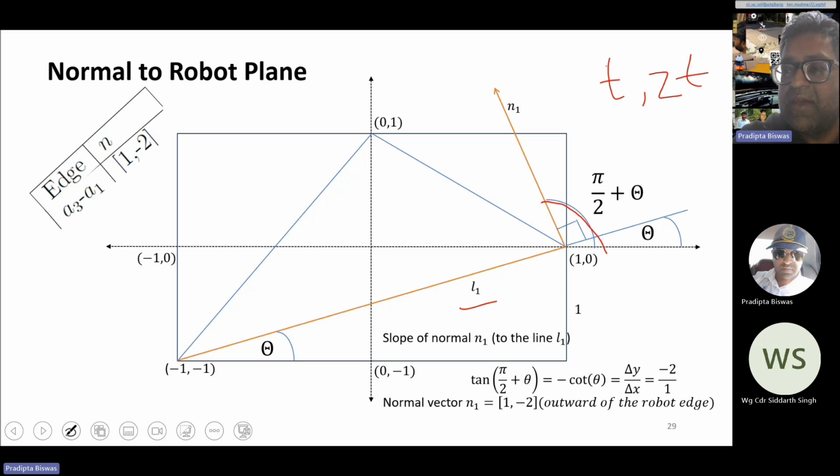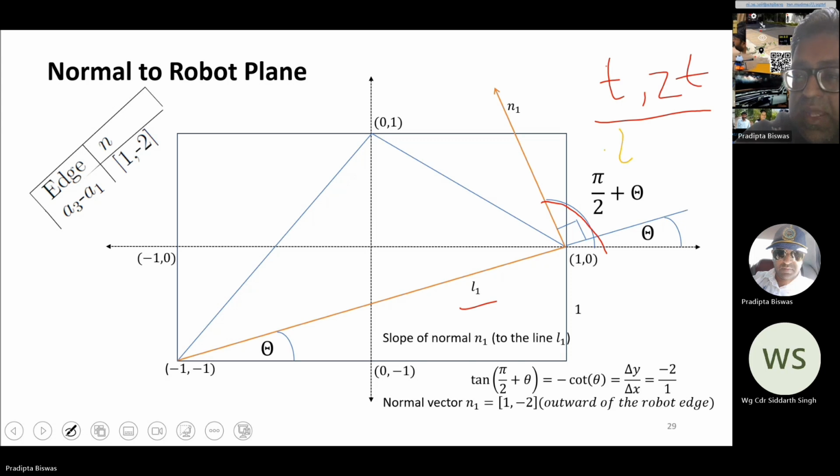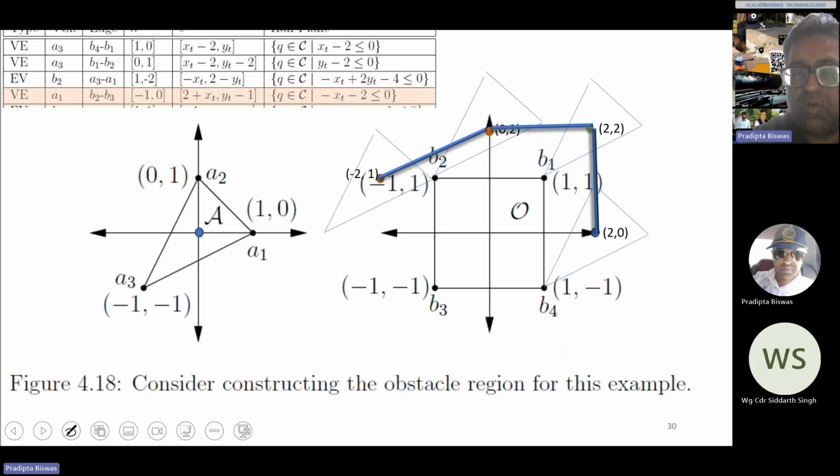Or from our known dot product notation, I can write that if the vector is (t, 2t), the normal will be (t, minus 2t). Okay, basic vector notation. And that we are writing as the normal as (1, minus 2) using our notation. So using that, we are getting the n as (1, minus 2).